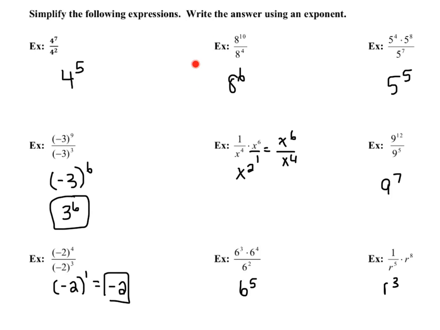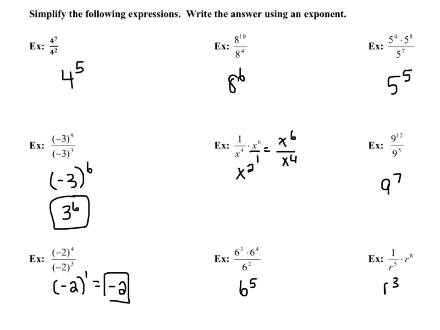So we have 8 to the 10th over 8 to the 4th would be 8 to the 6th. On the numerator, we'd have 5 to the 4th times 5 to the 8th would be 5 to the 12th, but then 5 to the 12th over 5 to the 7th would become 5 to the 5th. Here our base is negative 3. 9 minus 3 would make it negative 3 to the 6th, but since there's going to be an even number of negative signs, that's going to be a positive answer in the end.